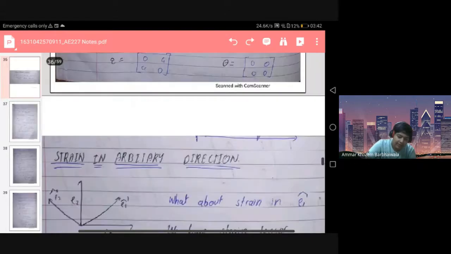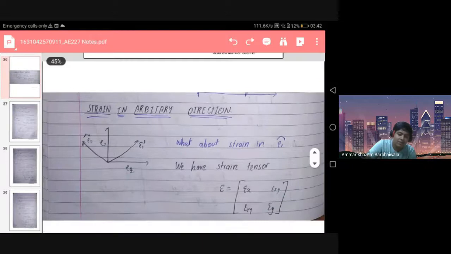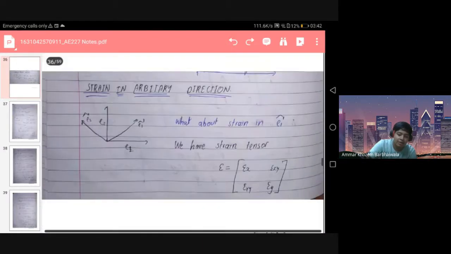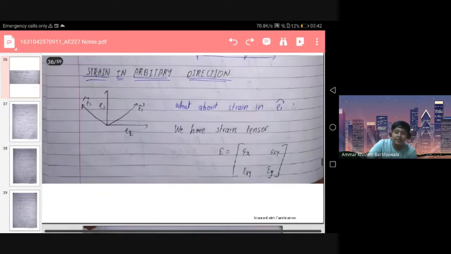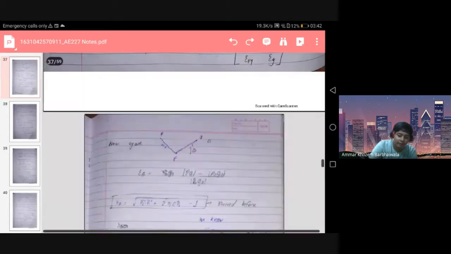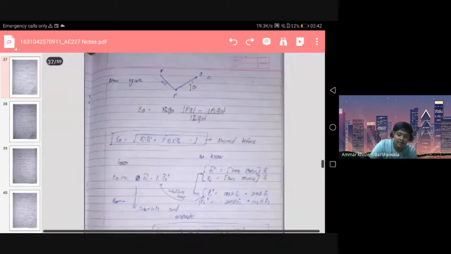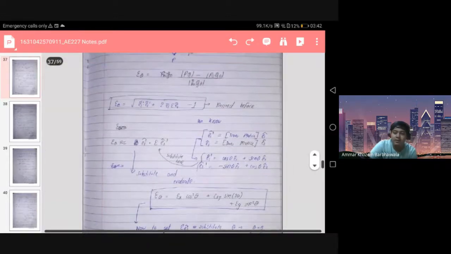Our next topic is strain in an arbitrary direction. If I set up a new basis, e1 dash and e2 dash, what exactly would be the strain in that direction? We know that strain is a tensor, right? So if I have a new basis, and that new basis is orthogonal, then there's a formula for it. There's also a derivation which I have written, which is the formal derivation.